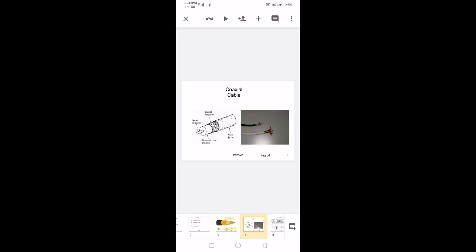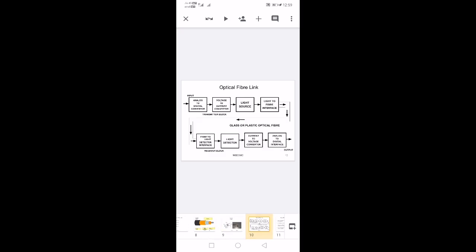So how will it look? This is the actual coaxial cable. And next we are going for the optical fiber. In this optical fiber, as the name indicates, the communication mode is through light, which has to travel. In previous cases we are transmitting an electrical or electromagnetic signal.